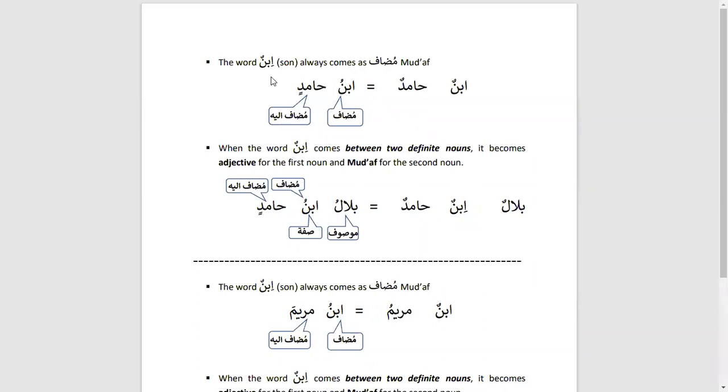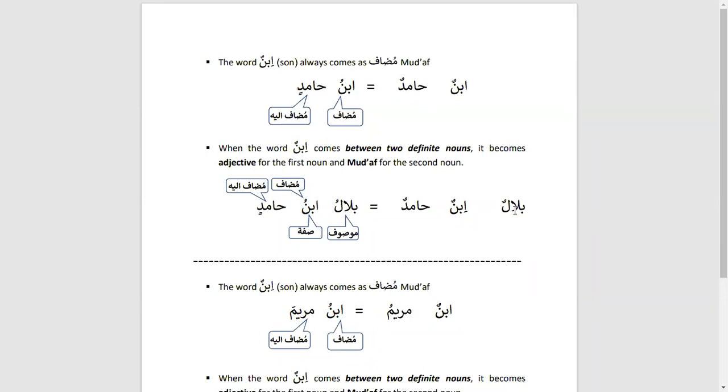So we know that the word ibnun always comes as mudaf. For example, we have ibnun hamidun, so it will be ibnu hamidin, son of Hamid. So this is clear, right? Any questions up to here? No questions. All right.